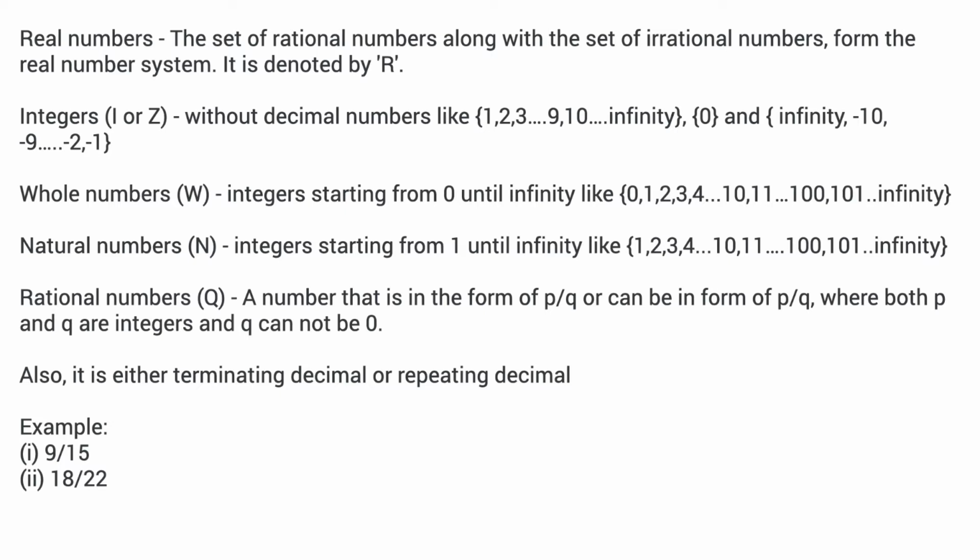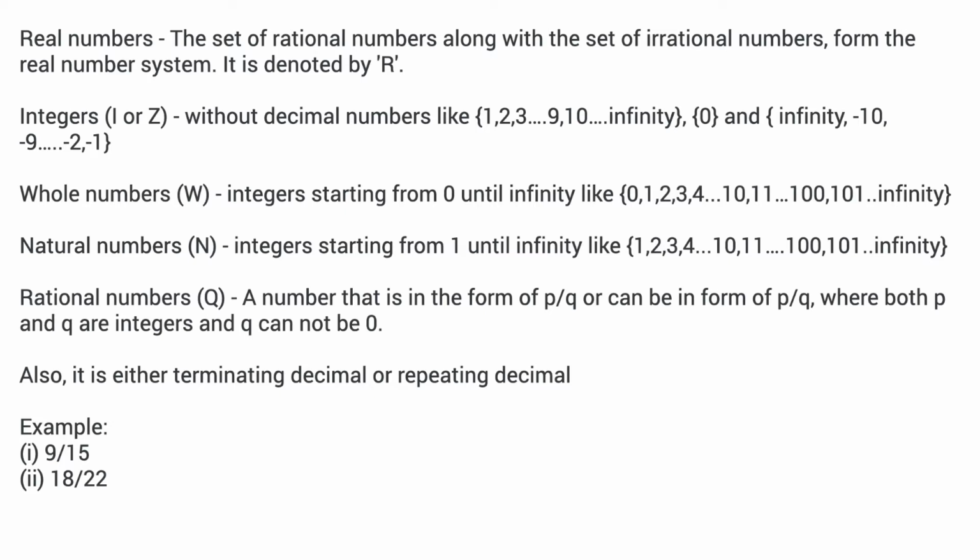Then what are rational numbers? A number that is in the form of p by q, where both p and q are integers and q cannot be 0. That means your denominator cannot be 0, but your numerator and denominator both should be integers. Also, there is one more condition for rational numbers. P by q should be either a terminating decimal or a repeating decimal.